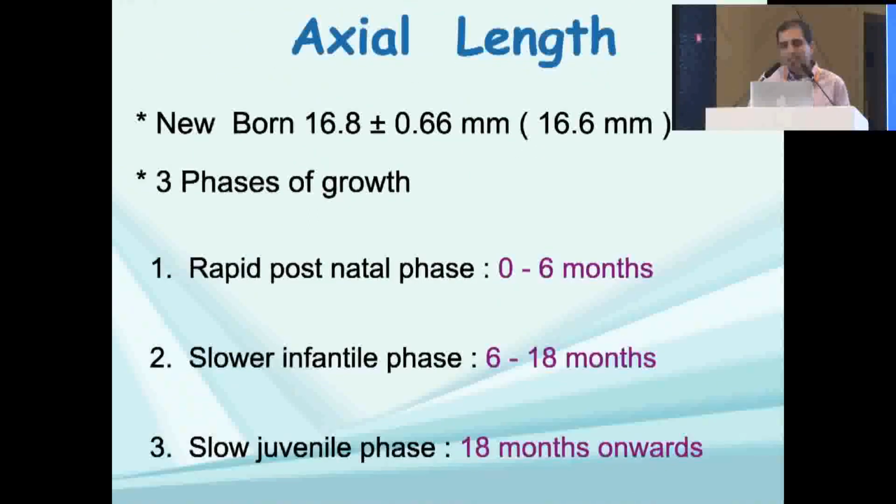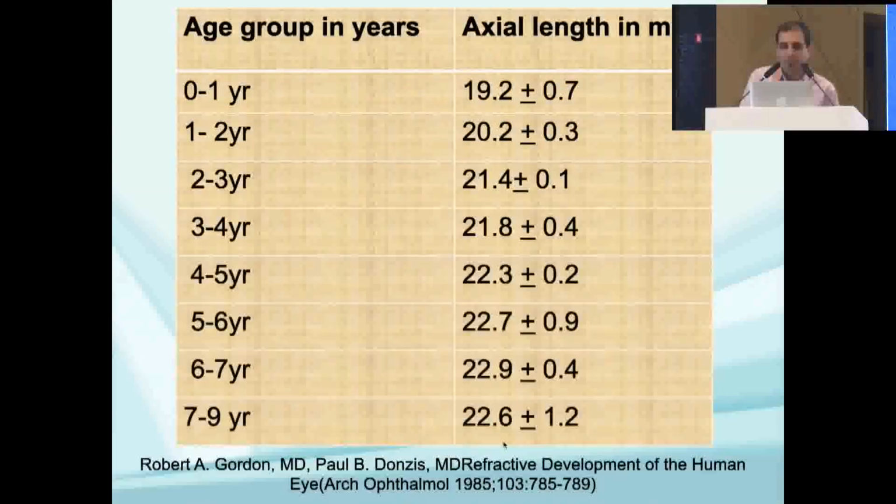Because the maximum growth occurs from birth until 18 months of age. So the maximum axial length grows between 0 to 6 months of age, then 6 to 18, and then from 18 months onwards the axial growth really slows down. So it will also depend on if you are operating on a less than 6-month-old child or a child at more than 5, 6, 7 years of age.